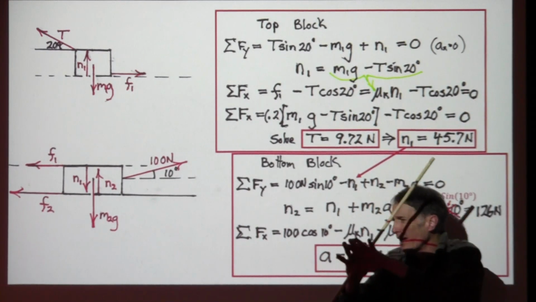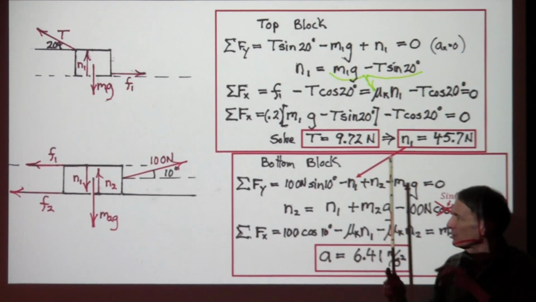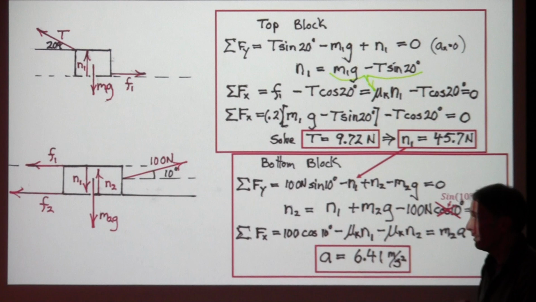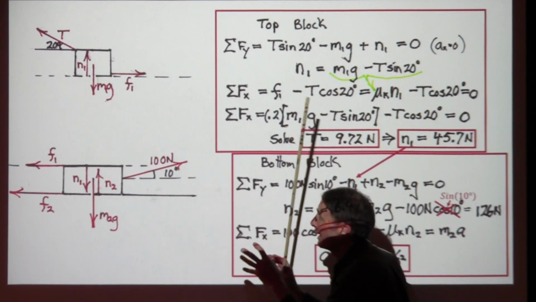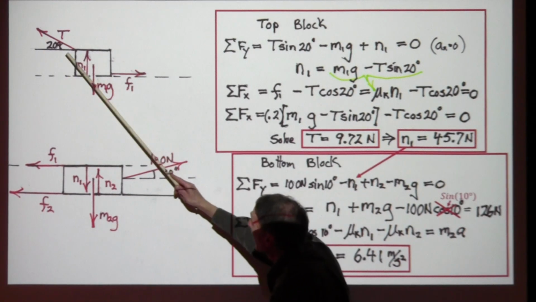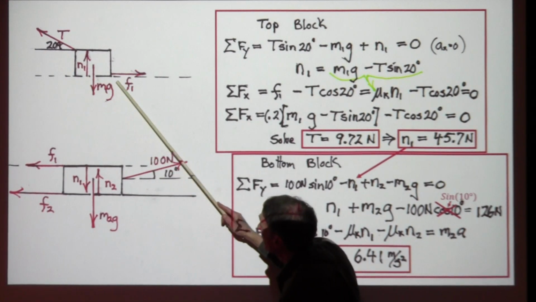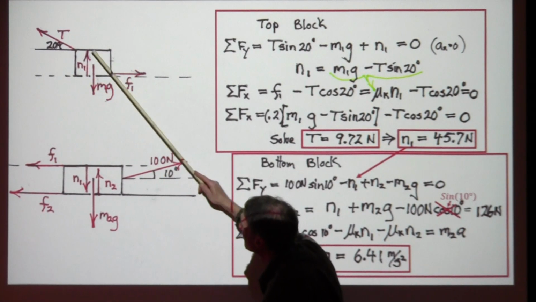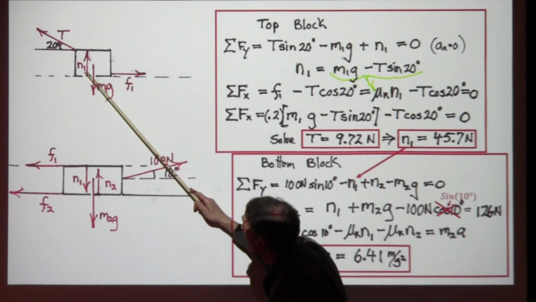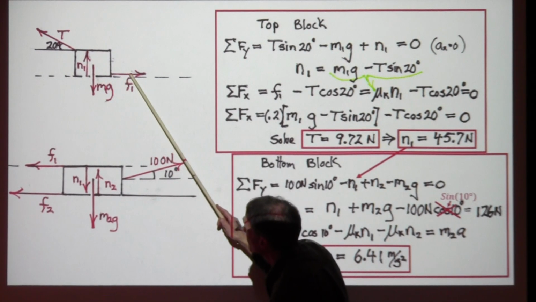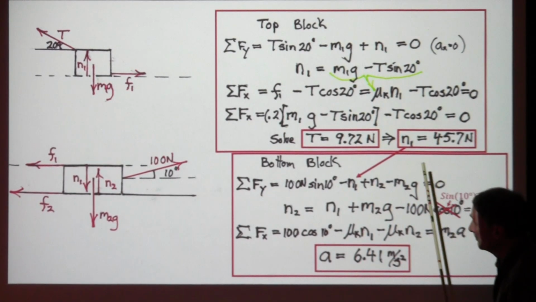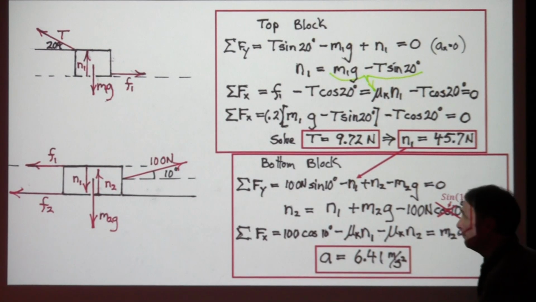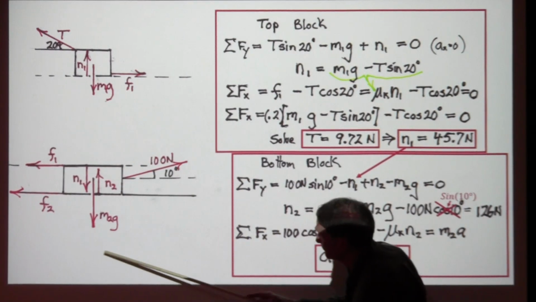Hopefully you can see why it's helpful to separate these two objects and look at the forces that are acting. These are all the forces that are acting from outside this object. So if you can isolate this alone, these are the only forces acting: tension, mg, and then a normal force, and then a friction force. Okay, so get that. Then we can focus on the bottom block.